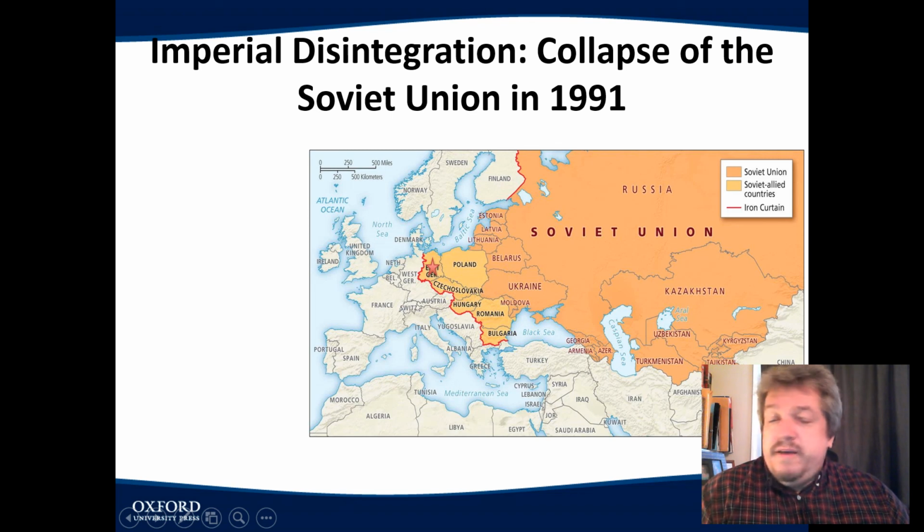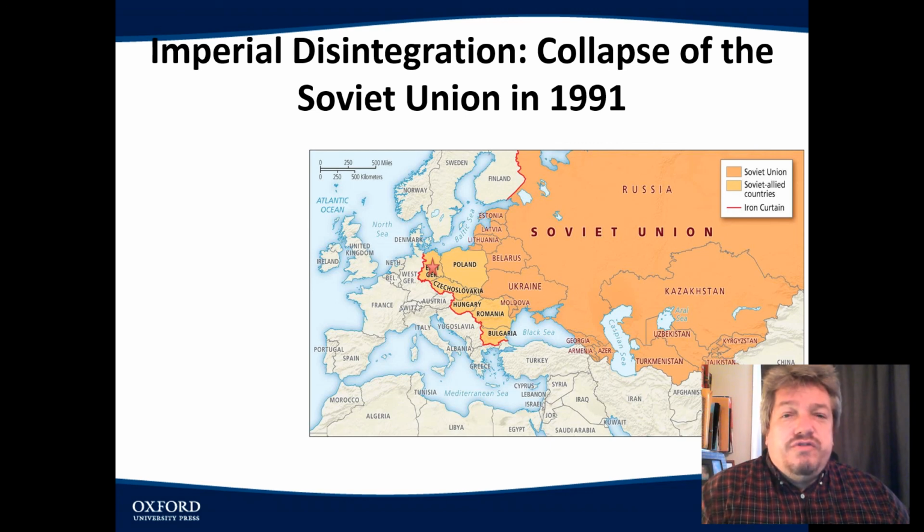So what happens? There are uprisings in Germany in 1989. People are marching in East Germany. They want to be able to go to West Germany to visit their cousins, their family. It's the same country in many ways. They speak the same language, but they want to be able to travel freely, which they aren't allowed to do.